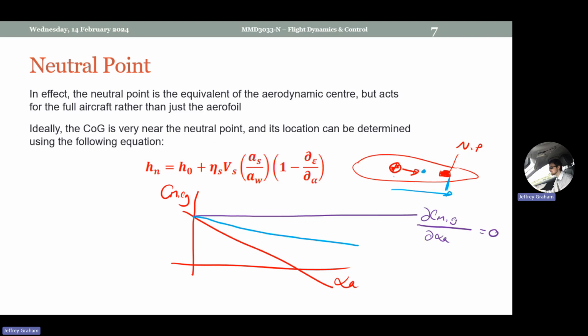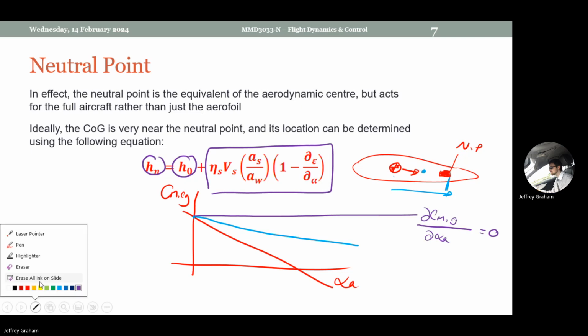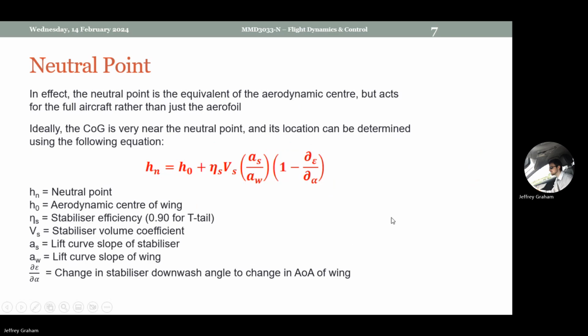Right, you can see that the tail section has a big impact here. Neutral point, aerodynamic center, so that's from the main wing. All of that is the tail section. Right, key things here. H means the locations are in terms of a ratio of the chord length.